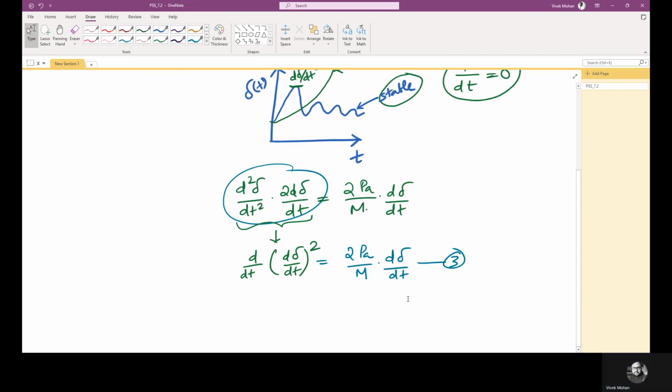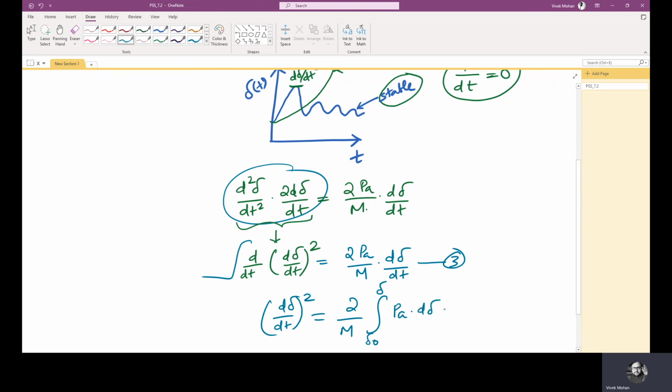Now if we integrate equation 3, you will get the integral of d by dt of d del by dt the whole squared, which will become d del by dt the whole squared only, right? Which is equal to 2 by M, which is a constant, integral del naught to del Pa d del. We are integrating with respect to del because the dynamic variable is del. This is equation 4.